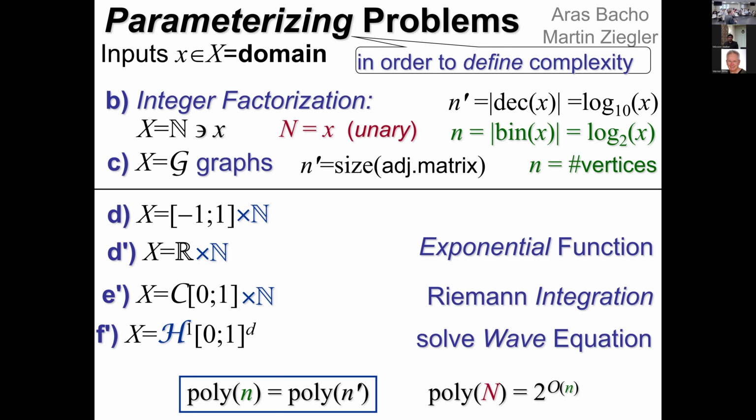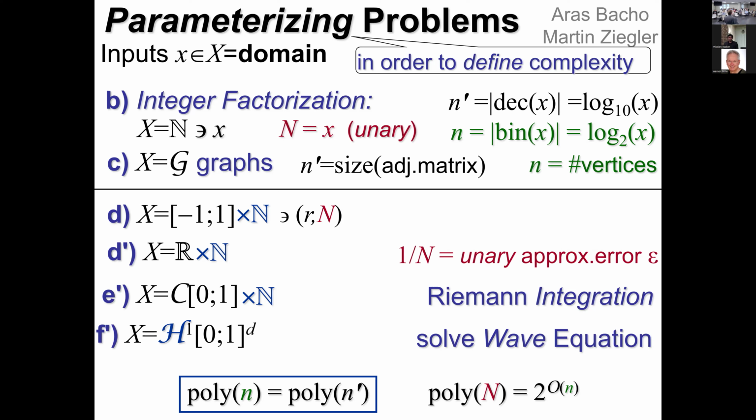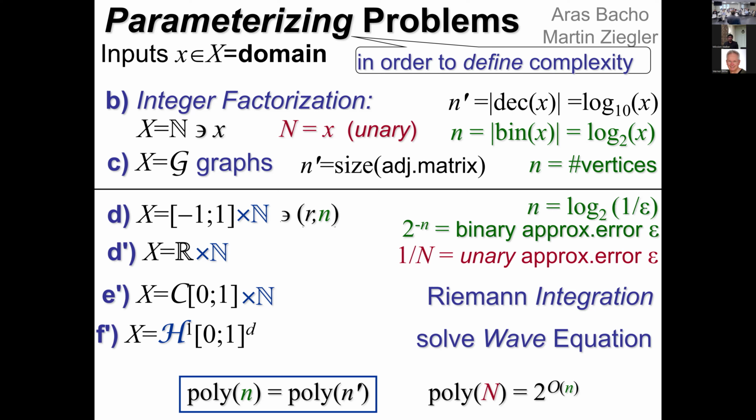So now consider the problem of calculating the exponential function. We have introduced this additional error parameter, which means we want to approximate the exponential function up to absolute error 1 over n, or we want to approximate it up to error 2 to the minus n. This is what I will refer to as binary approximation, which is basically the logarithm of 1 over epsilon, the absolute error. And similarly for the other problems, again, we have this exponential relation between the two parameters, and this carries over to all the other problems.